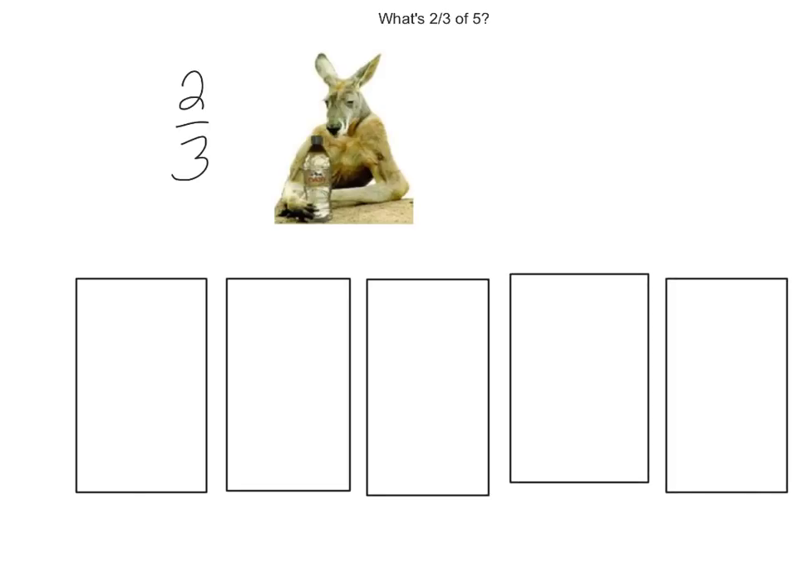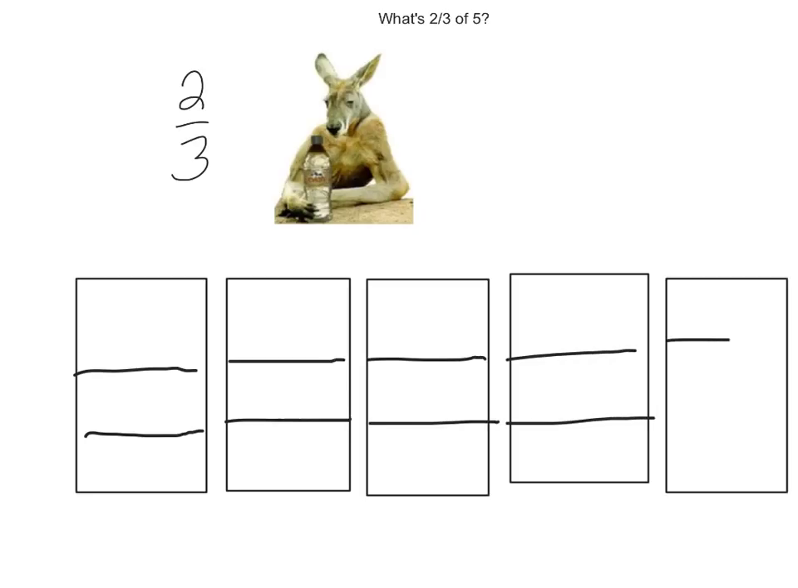So now I'm going to cut each of these into thirds, right? And 3 parts means I'll draw 2 lines in each. So I'm going to go 1, 2, 1, 2, 1, 2, 1, 2, 1, and 2. And that gives me 3 parts in each. 1, 2, 3, all the way through, right? So I've got 3 parts. Now, I get 2 out of the 3, right?